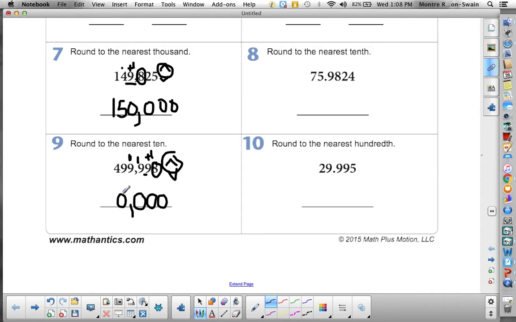I'm going to regroup my 1 from the 10 to the 10,000s place. 1 plus 9 is 10 again. Put my 0 down here for the 10. Regroup the 1 from the 10 to the 100,000s place. And now that 1 plus 4 is 5.